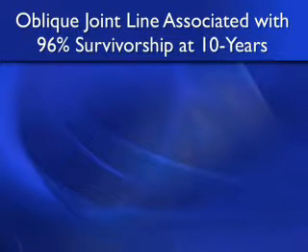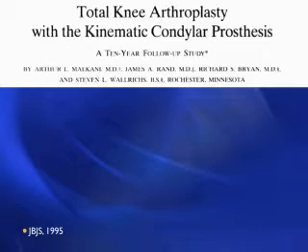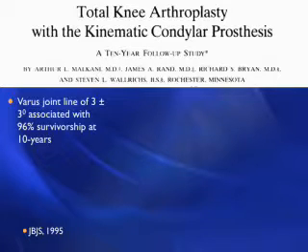Now, there's good evidence that the oblique joint line in total knee arthroplasty is associated with good long-term survivorship. In fact, 96% at 10 years. And if we look at Malcolm's article from the Mayo Clinic, published in 1995, of the total knee arthroplasty with the kinematic condylar prosthesis, the average position of the joint line in their study was 3 degrees of varus, and that was associated with 96% survivorship at 10 years.